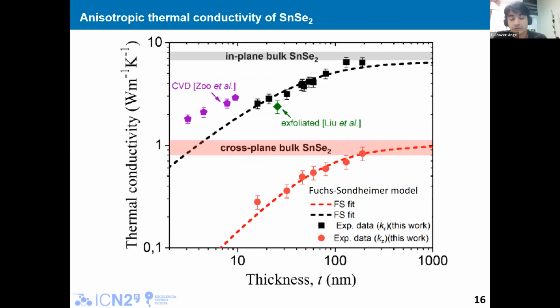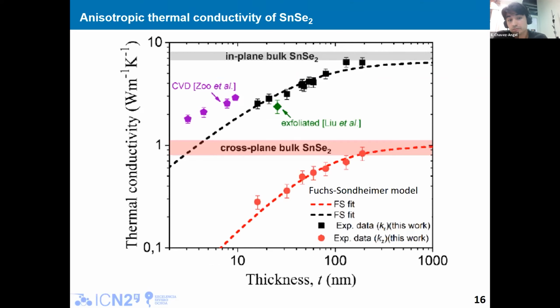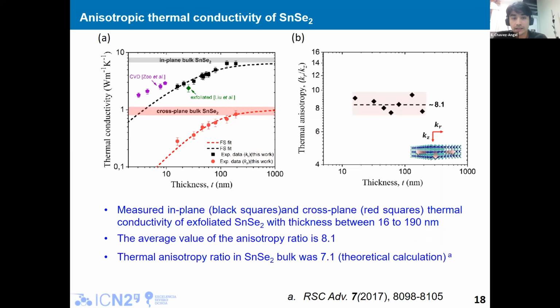And finally, just by dividing the in-plane by the cross-plane, we can extract the ratio of the thermal anisotropy. Interestingly, we found it oscillates within the error bars, but it's more or less constant as a function of thickness. A similar result was also found in other materials, with thickness-independent thermal anisotropy, as is the case of black phosphorus, and also indium selenide. And well, this is more or less the summary of our measurements.